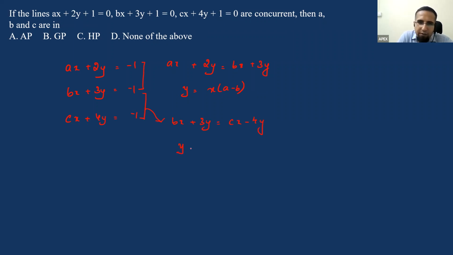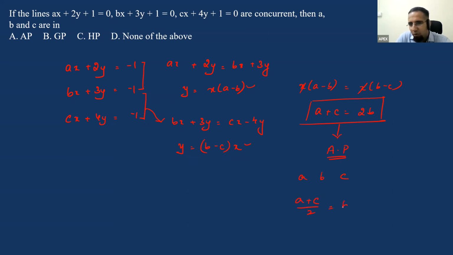Or here we get the value of y is equal to b minus c whole into x. Now both the points are going to be same here, guys. So we get x into a minus b is equal to x into b minus c. X gets cancelled. So eventually I have a plus c is equal to 2b. Whenever I have a plus c is equal to 2b, these three terms are in arithmetic progression. Clear? Because if a, b, and c are in arithmetic progression, then a plus c by 2 is equal to b, or we get a plus c is equal to 2b. So therefore, these three terms should be in arithmetic progression.